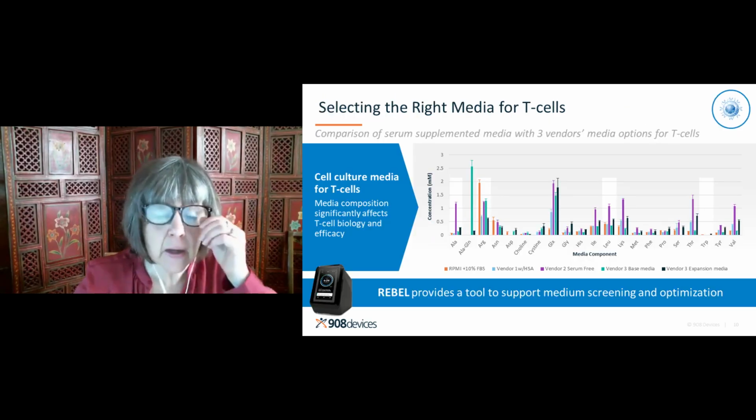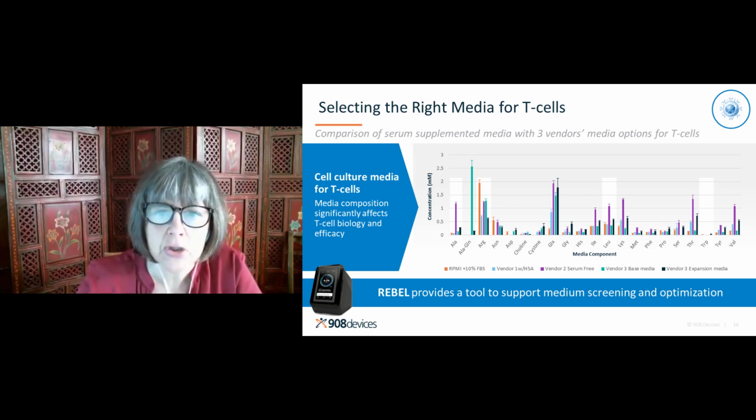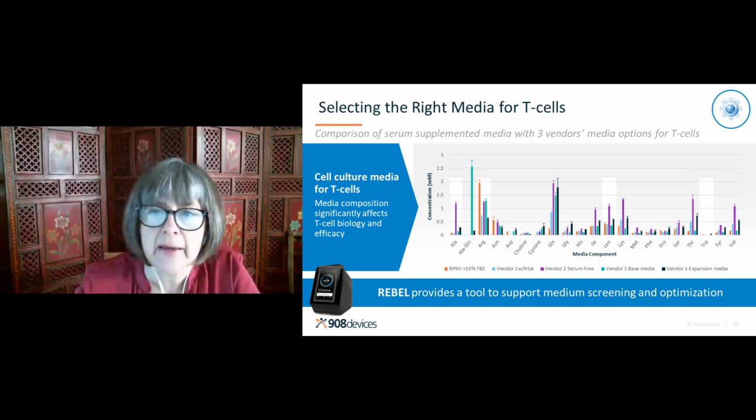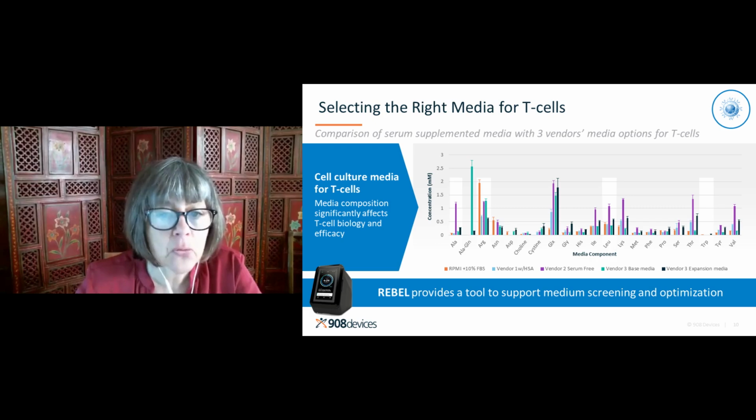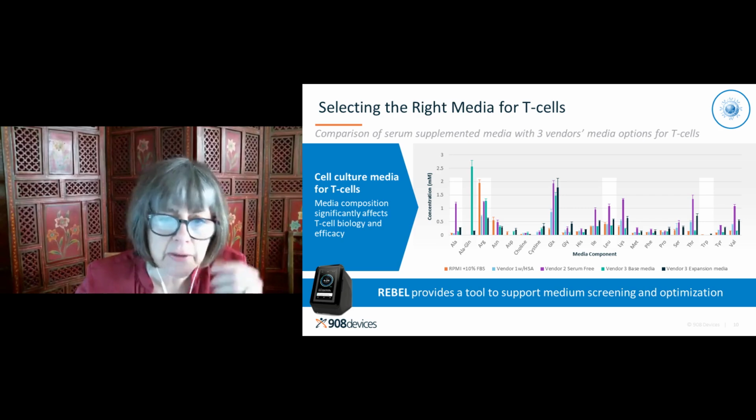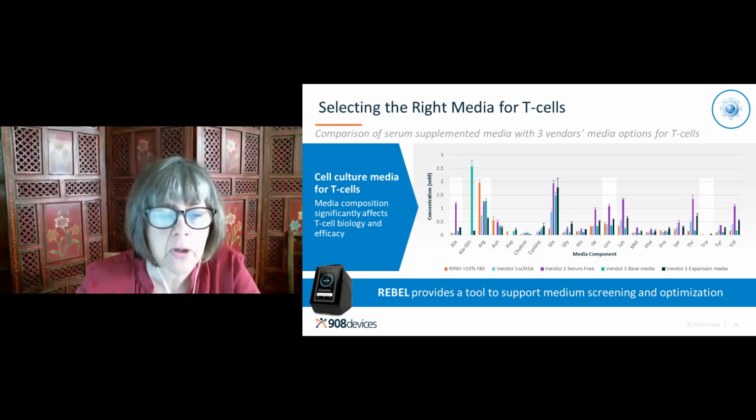So what we did, if you remember, one of the observations in one of the papers was that commercial media may not be well balanced to allow CAR T cells to have good tumor response. So we actually looked at five different media that are designed for T cells available off the shelf from media vendors, and looked with the REBEL at their amino acid profile. And we can see here, if you remember from the previous slide, T cell biology tells us that key amino acids are required for T cell activation and anti-tumor effect.